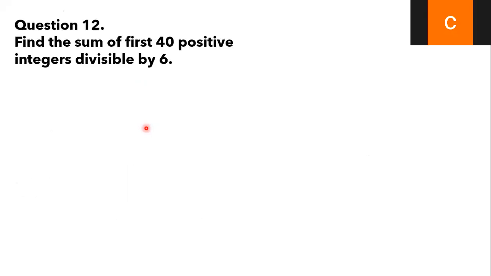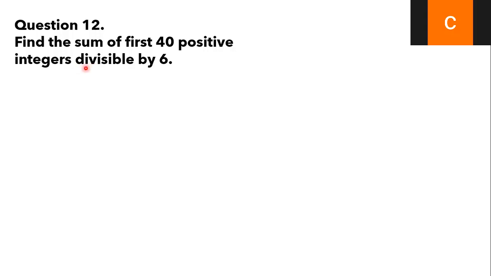Yes, ma'am. 12th one. Find the sum of first 40 positive integers divisible by 6. What does it mean, children? Divisible by 6. So the 6 table, right? What's the first term, the A value here? 6. D value? 6. Because it is divisible by 6, we are writing multiples of 6, so the difference will be the same, 6. So we got A value 6, D value 6.